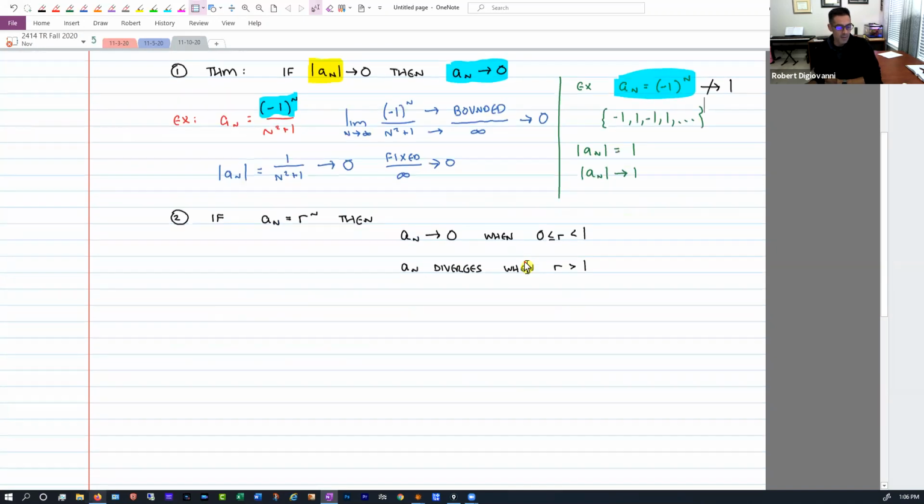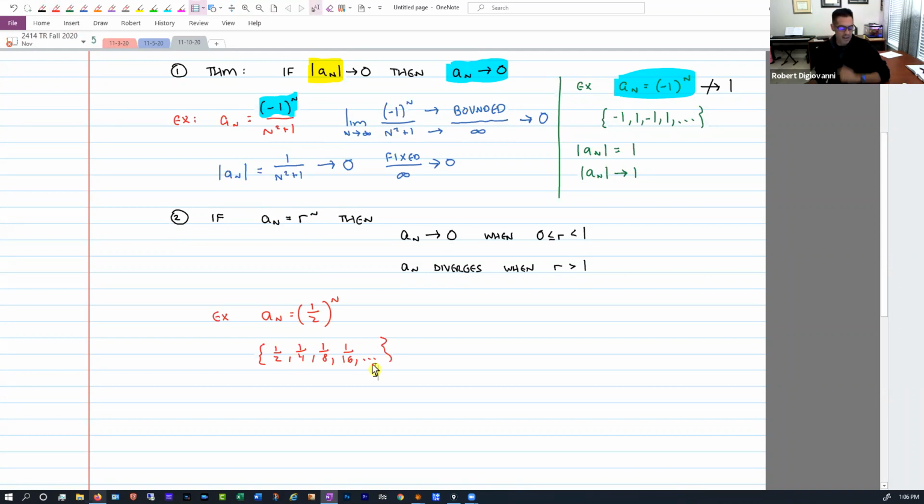Now, the second part of sequences that I didn't really address was, what if you have a sequence where you have a number to a power? So a specific example of this would be, let's say we have the sequence 1/2 to the n. So that sequence is just 1/2, 1/4, 1/8, 1/16.